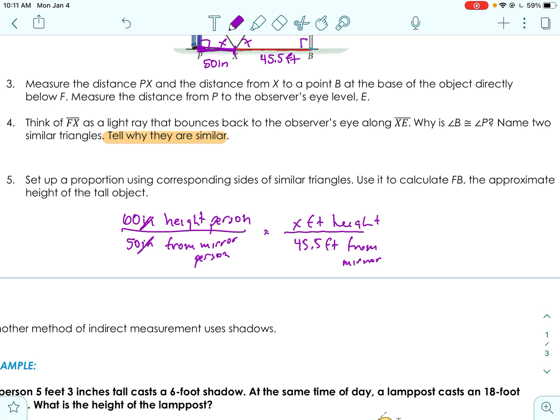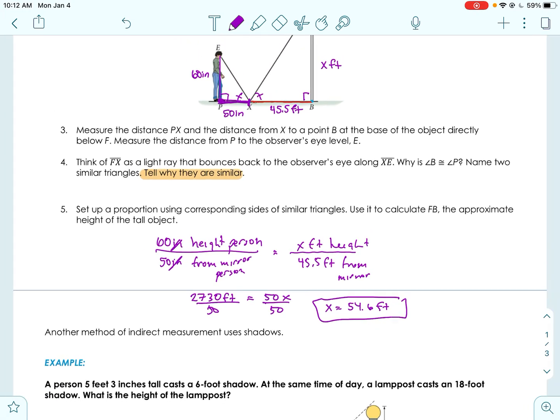So what we have is, if we cross multiply here, 45.5 times 60 would give us 2,730 feet, and that would be equal to 50x, because 50 times x is 50x. And then if we divide both sides by 50, we get x is equal to 54.6 feet. So we find out that that flagpole is equivalent to 54.6 feet tall. Okay?